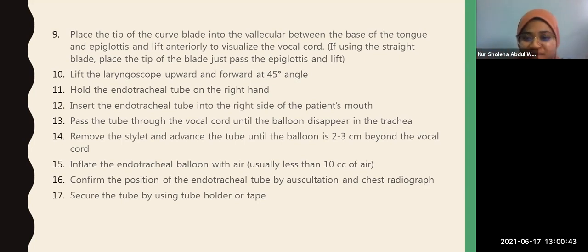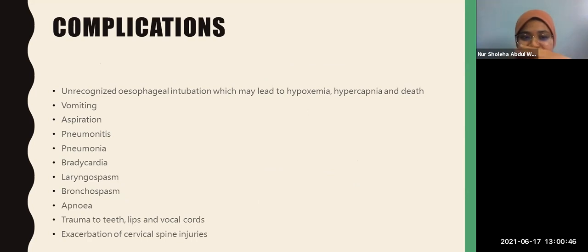Okay. Next is about the complications of the ET tube. There are several complications. Among them, first, unrecognized esophageal intubation, whereby the ET tube is inserted into the esophagus instead of the larynx, which, if this happens, may lead to hypoxemia, hypercapnia, and even death. Second is vomiting. Next is aspiration, pneumonitis, pneumonia, bradycardia, laryngospasm, bronchospasm, apnea, trauma to the chest, lip, and also vocal cord, and lastly, exacerbation of cervical spine injuries, if there is any. Okay, I think that's all about the ET intubation.